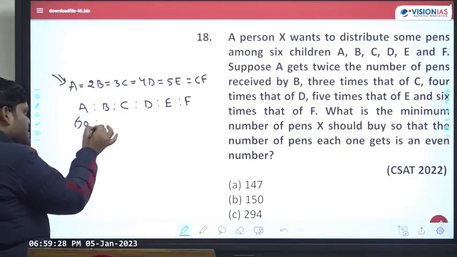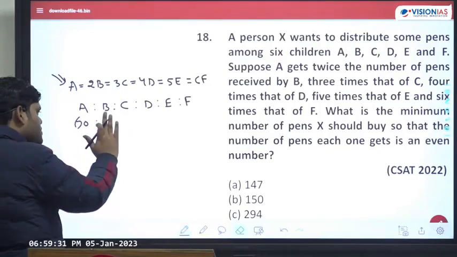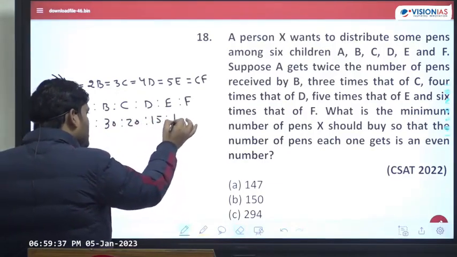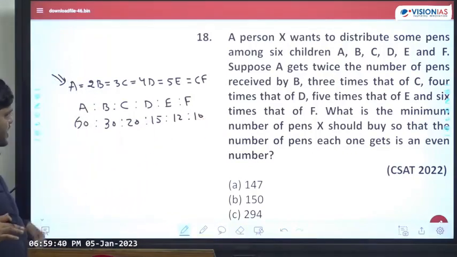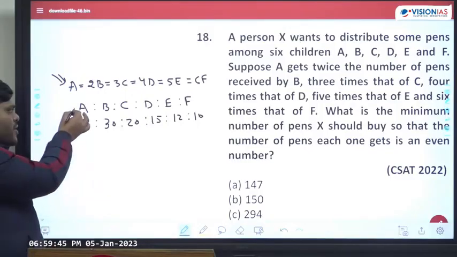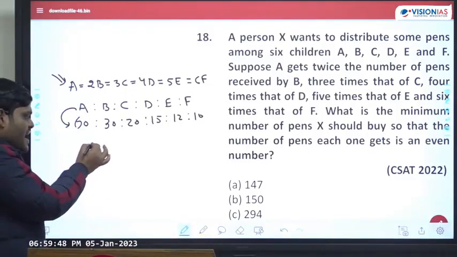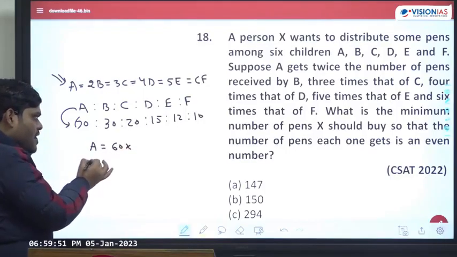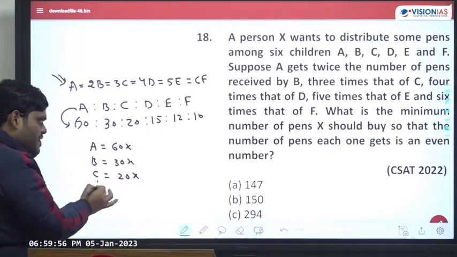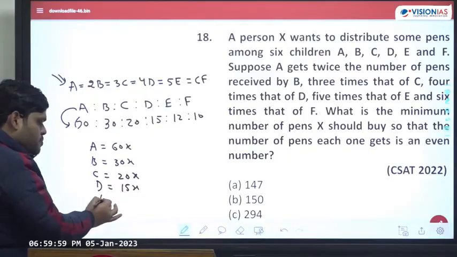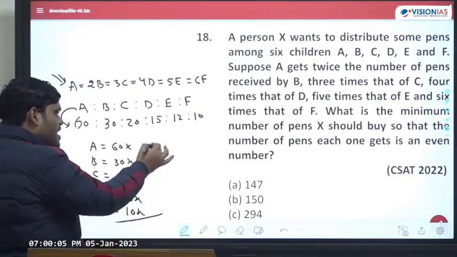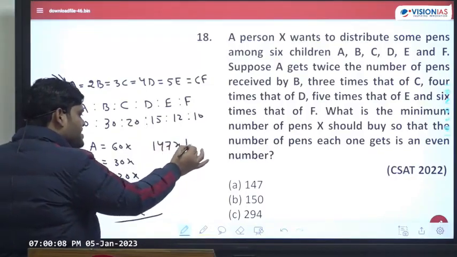So the ratio becomes 60 ratio 30, 20, 15, 12 and 10. Last class I explained how to change this into this. Suppose we assume A has 60x pens, B has 30x pens, C has 20x pens, D has 15x pens, E has 12x pens and F has 10x pens. In total they will have 147x pens.